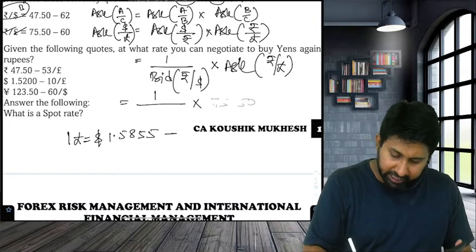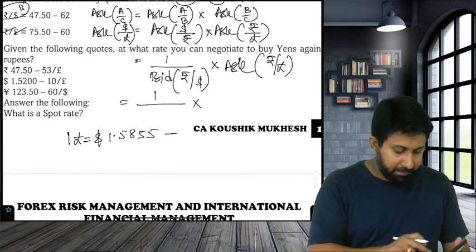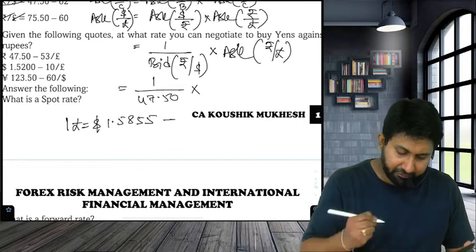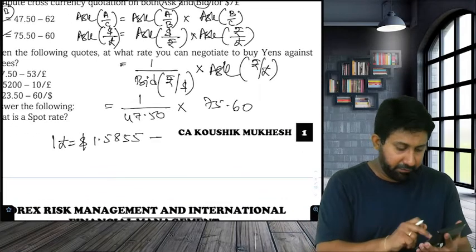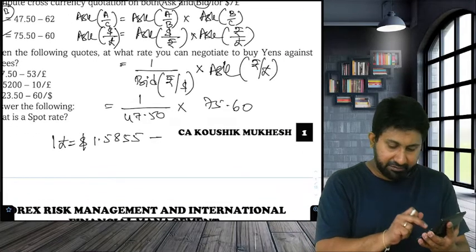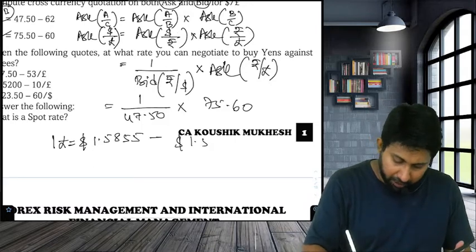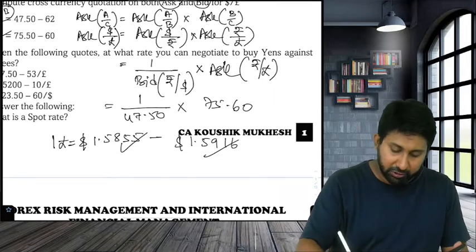Now let us calculate this. 1 by bid of rupee by dollar means how much? 47.50, into ask of rupee by pound, 75.60. 75.6 divided by 47.5. How much? $1.5916. So bid is lower, ask is higher.